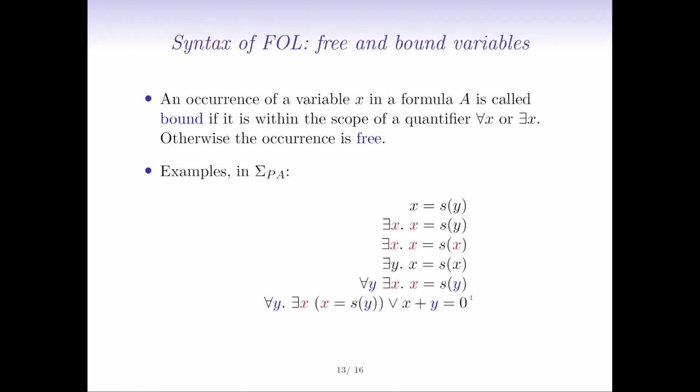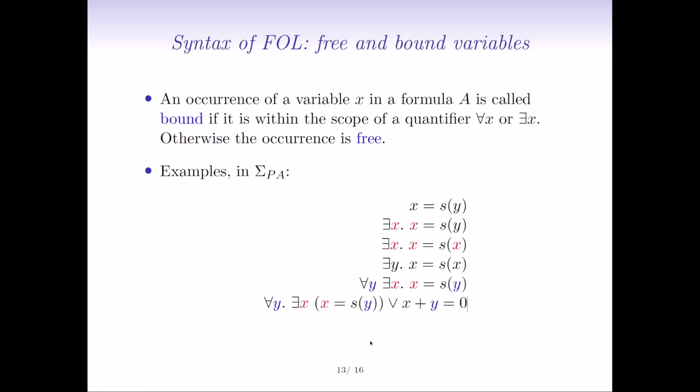Okay, and now a final example. Here's a more complicated one. For all y, either exists x, x equals sy, or x plus y equals 0. So this formula has a universal quantifier on the outside, and then the main connective is actually the disjunction, and one argument of the disjunction is this existentially quantified statement, and the other is this formula here.